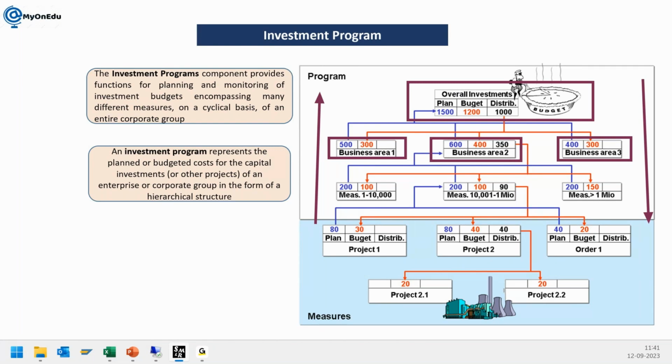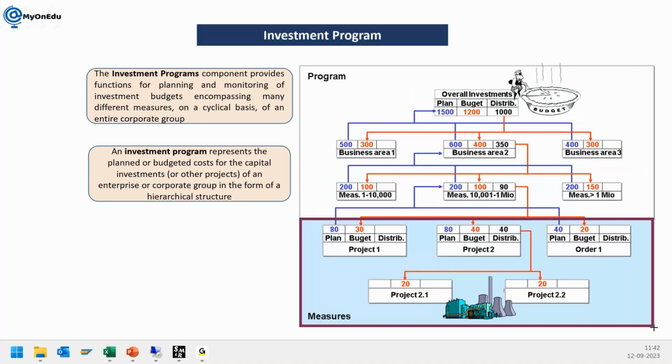So what are the investment measures? Investment measures means what we are doing. A measure can be your PS project, it can be your maintenance order, or it can be your CO order. So we can have three types of measure in the system. We have the PS project as a measure, we have the SAP PM order, and we have the CO order. CO order is your controlling order. So these three types of object can be considered as a measure.